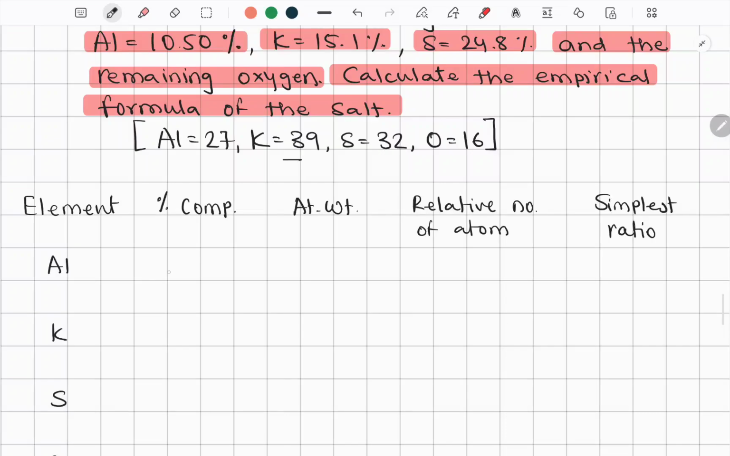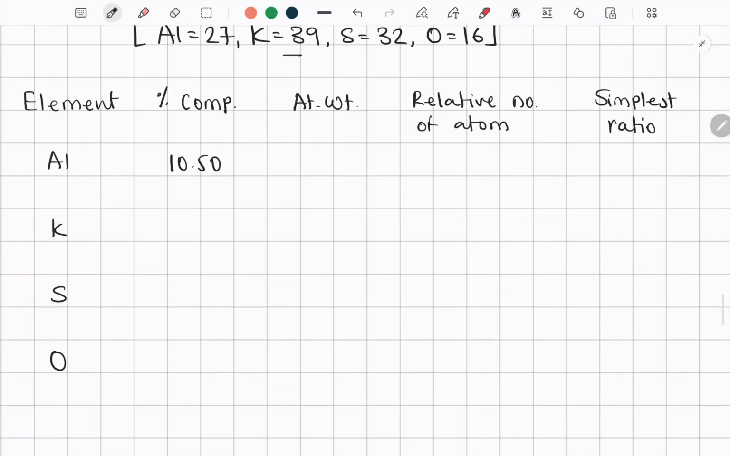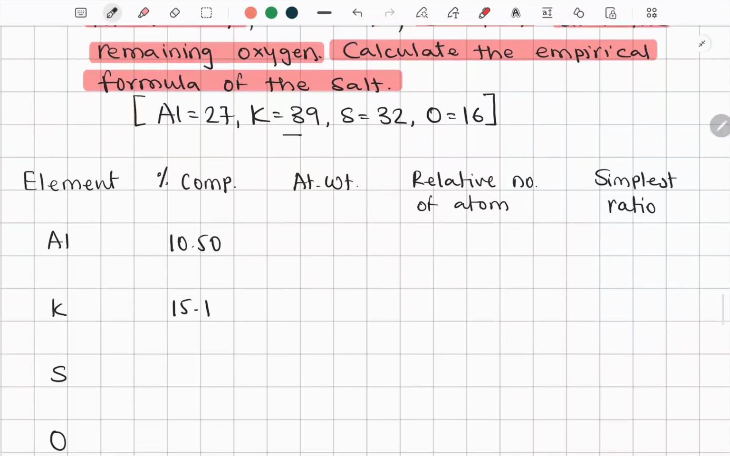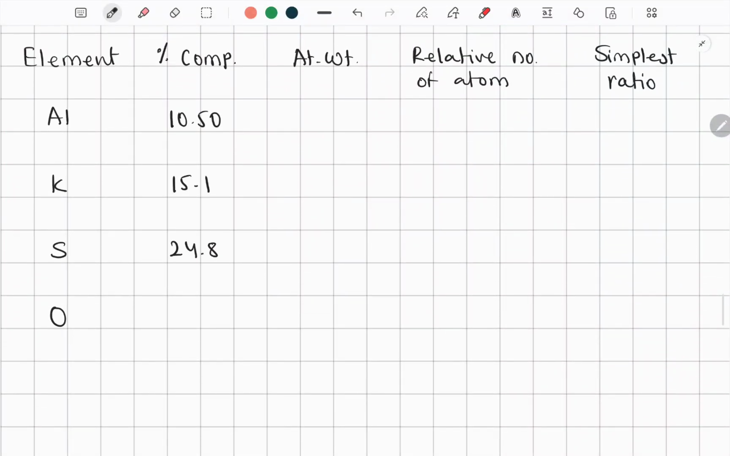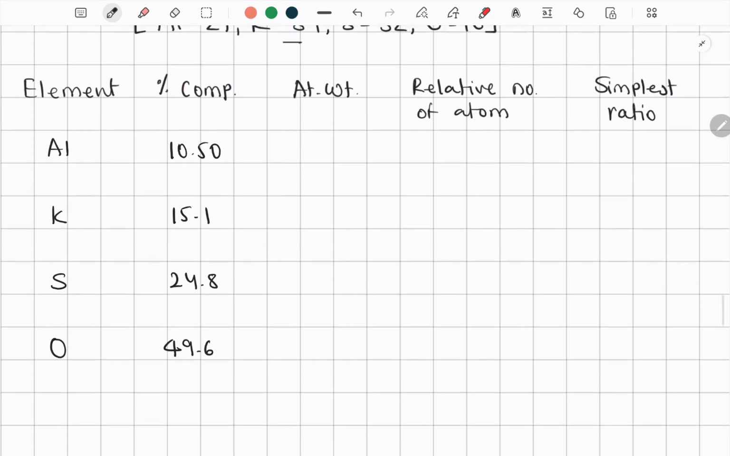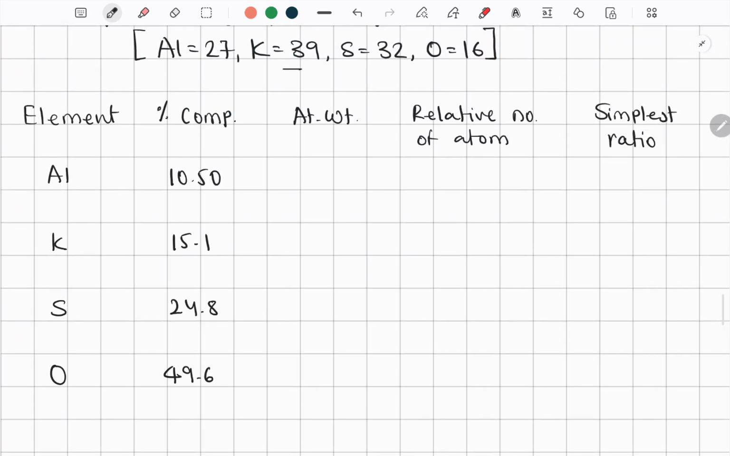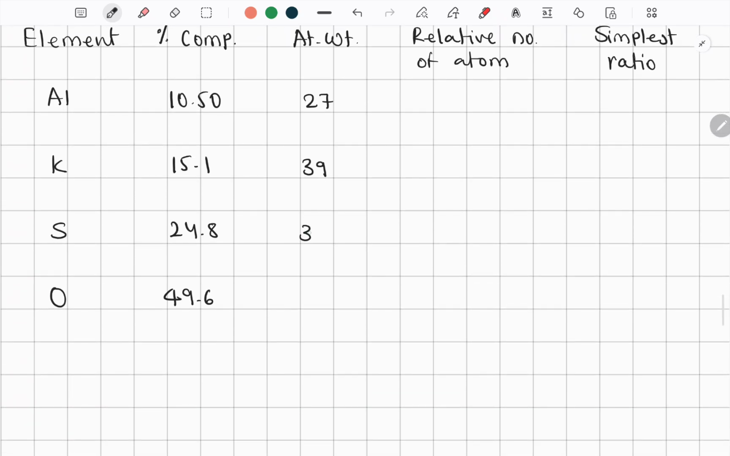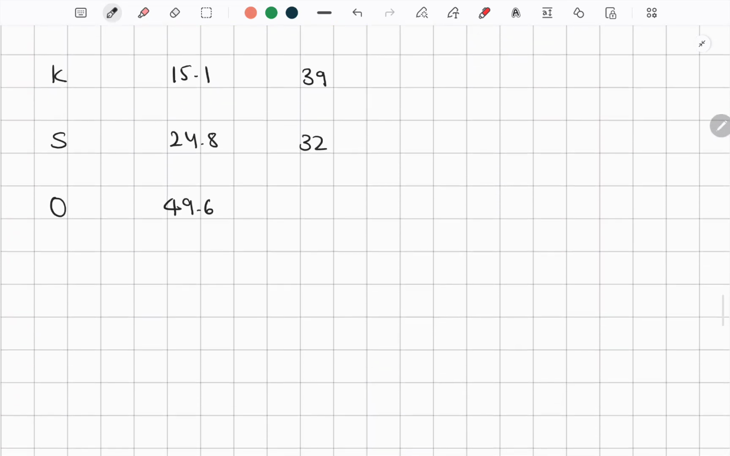Is the percentage composition given? Yes, aluminium is 10.50, potassium is 15.1 and sulfur is 24.8. What about the oxygen? They said whatever remains is the oxygen. When I subtract 10.50, 15.1 and 24.8 from 100, I get 49.6, so the percentage of oxygen is 49.6. The atomic weights are given: aluminium is 27, potassium is 39, sulfur is 32 and oxygen is 16.